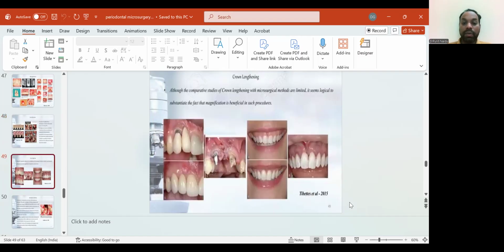Crown lengthening. Comparative studies of crown lengthening with microsurgical methods are limited, and it seems logical to substantiate the fact that magnification is much better.